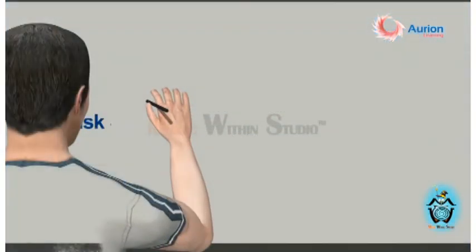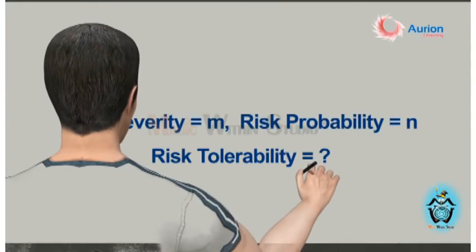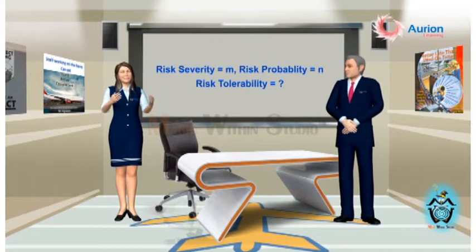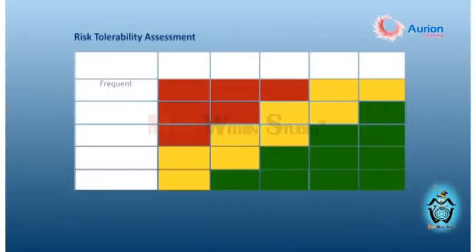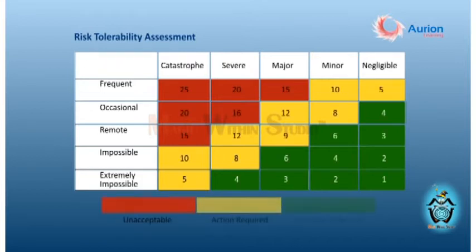Based on the risk severity and risk probability, we can calculate the risk tolerability. To understand risk tolerability better, let's take a look at this table. On one side is the probability scale, and on the other side is severity scale. Risk tolerability is arrived at by a simple multiplication of the probability and severity to arrive at risk value factor, where 25 is the highest and 1 is the lowest.